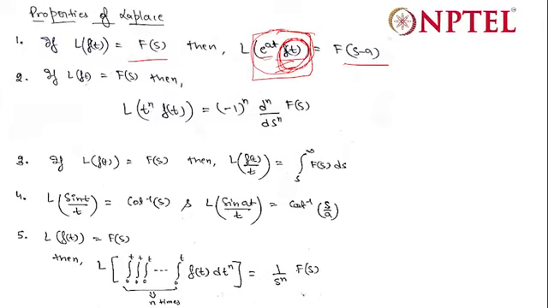Then what will be the Laplace transform for a function in which, instead of being multiplied by e to the power a t, your function is multiplied by t to the power n? It could be anything: t times f(t), t square multiplied by f(t), or so on. So how will you write it? You have to differentiate the Laplace transform of this function n number of times. Whatever the power is here, you have to differentiate your F(s) that many times.